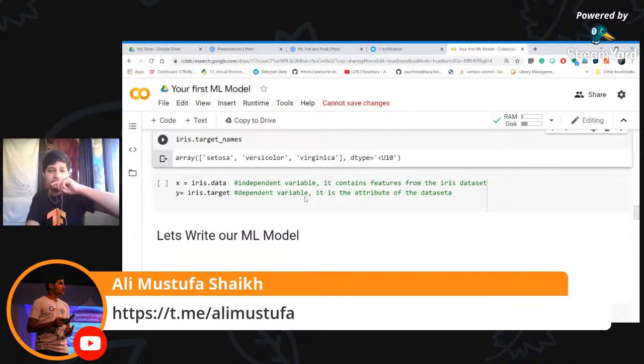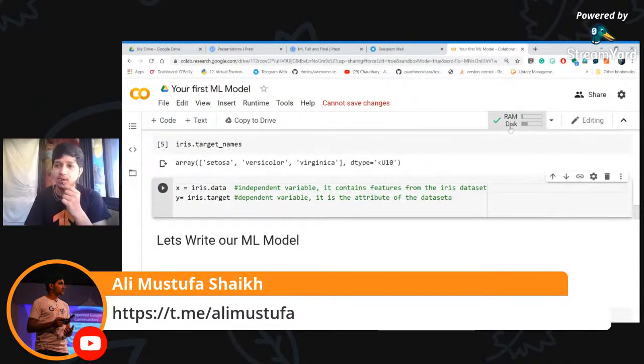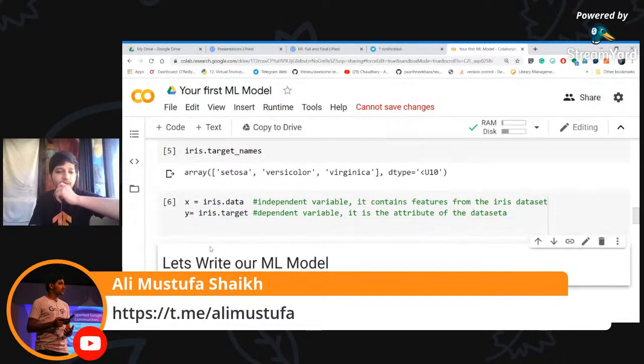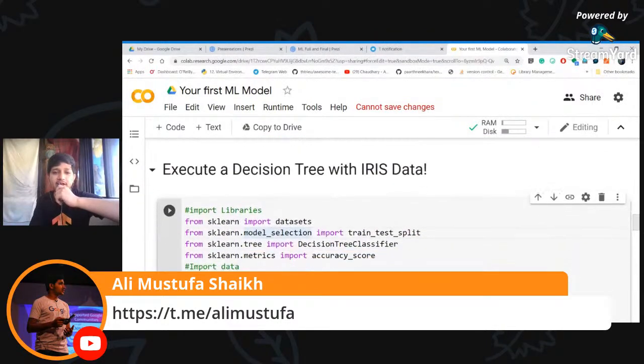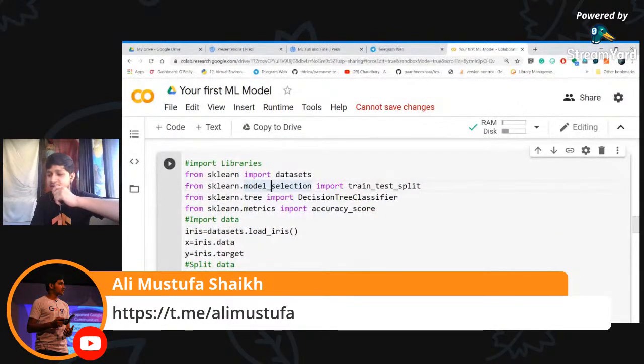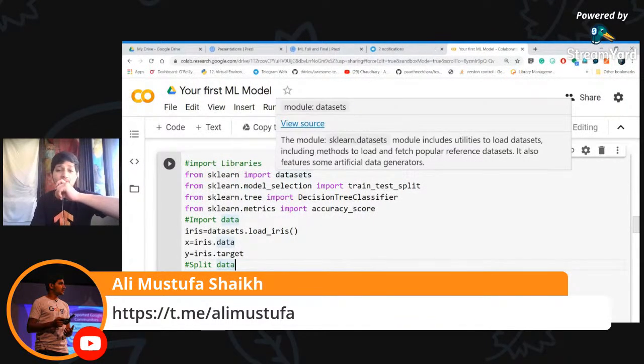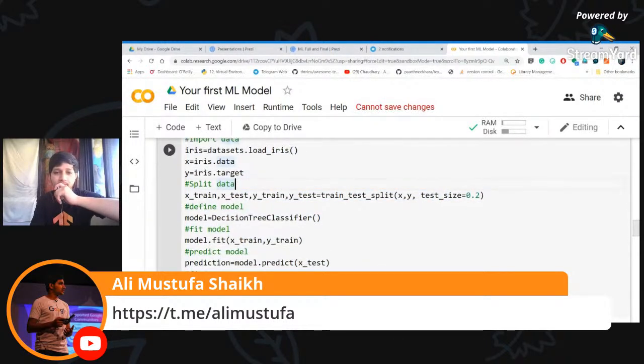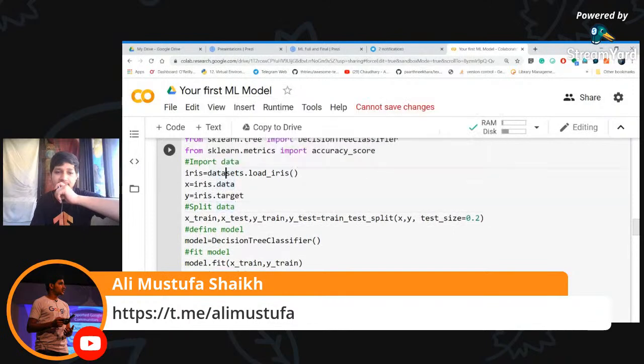So as I told you in the last example, what we are going to do is put X as the features and Y as the target, and that's what we are doing here, X and Y. Then we will execute it using a decision tree. So what is a decision tree? We will see that. You might have learned that in statistics. Again, I'm going to write the complete program. I'm going to import the dataset, then import a decision tree classifier, and splitting, which I'll talk about later. Then I'm going to load the dataset, then load the data and the target, and then split it.